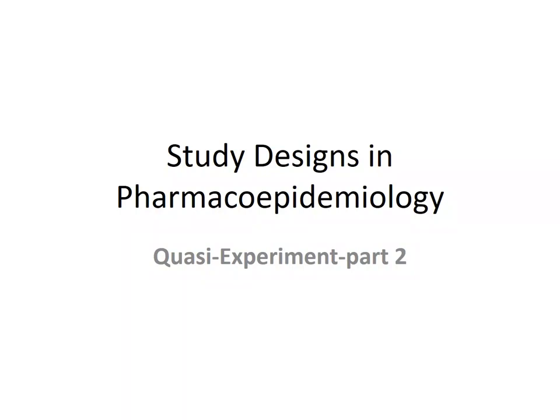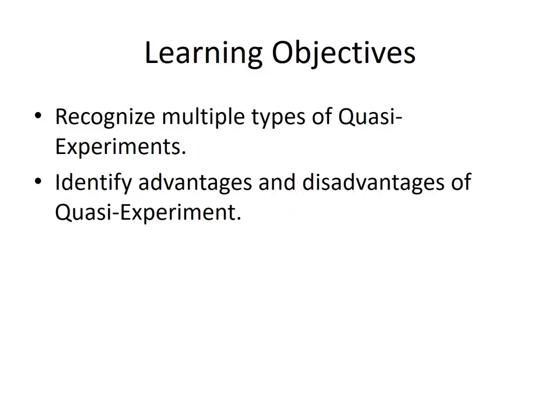Study Designs in Pharmacoepidemiology, Quasi Experiment Part 2. Learning Objectives. Recognize multiple types of quasi-experiments. Identify advantages and disadvantages of a quasi-experiment.